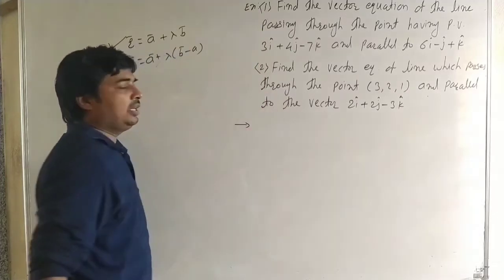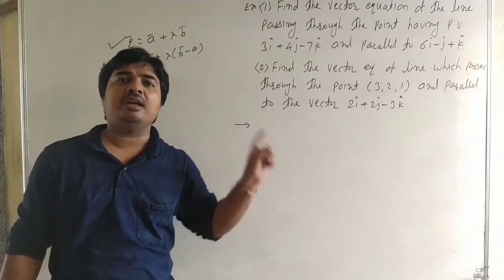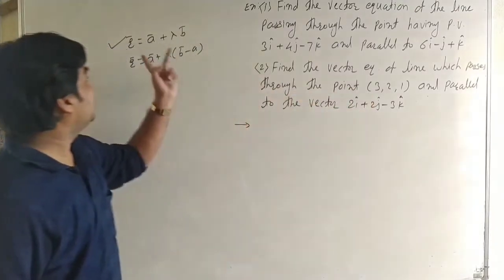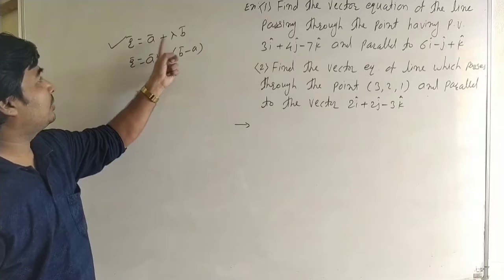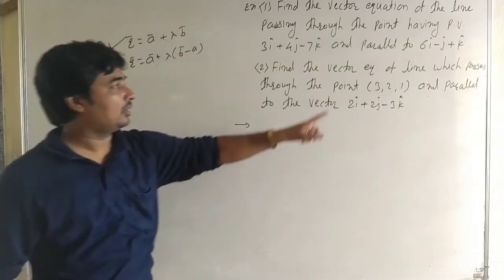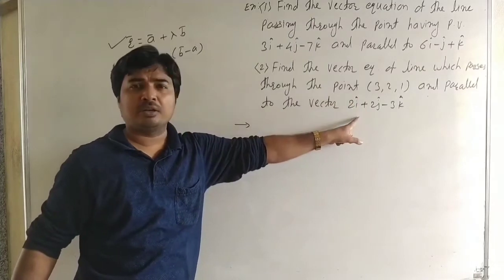To find the equation of line, we know a passing through point and parallel vector. It is a passing through point and it is a parallel vector, and it is the equation of line. R bar is equal to a bar plus lambda b bar. A bar is the passing through point and b bar is the parallel vector.